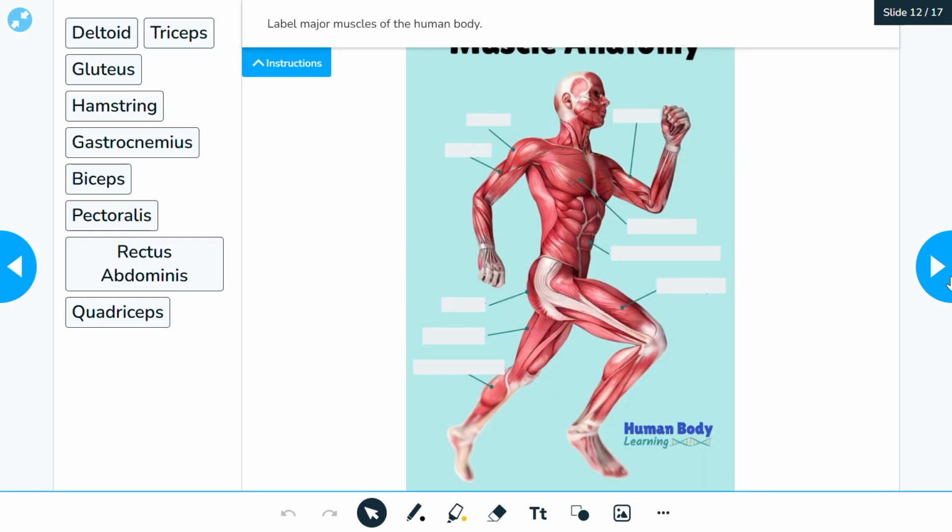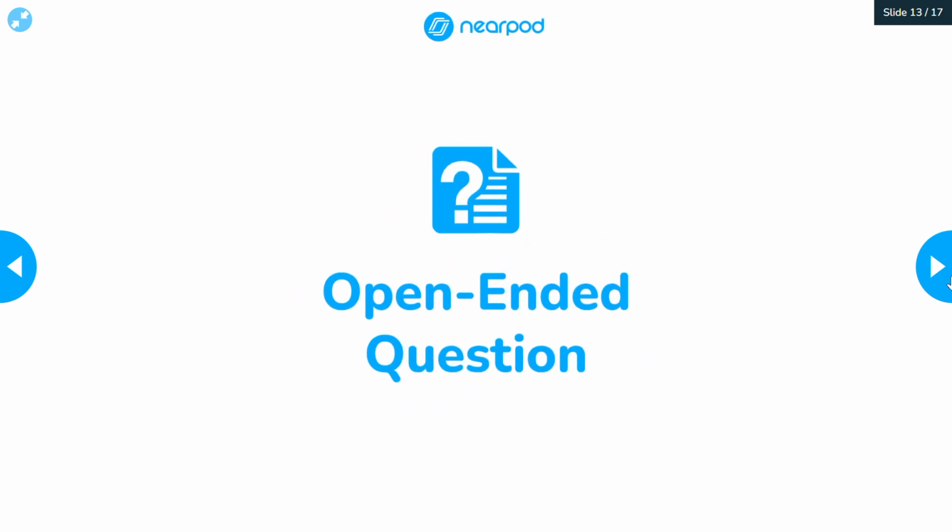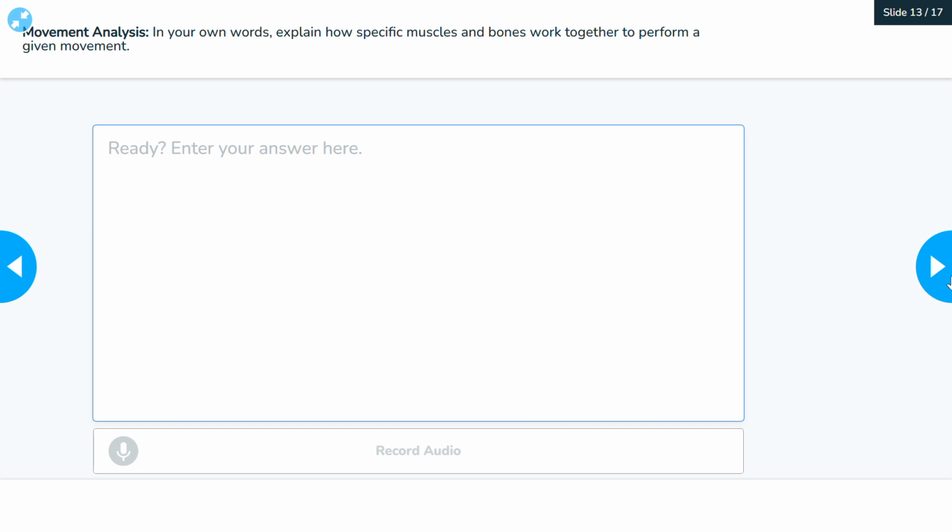On this activity, they're going to label the major muscles in the body. So they would just take this and they would drag it to where it belongs. It's a really great interactive activity. Okay, once again, here's another open-ended question. This is a movement analysis. It is asking the students to explain in their own words how specific muscles and bones work together to perform a given movement.